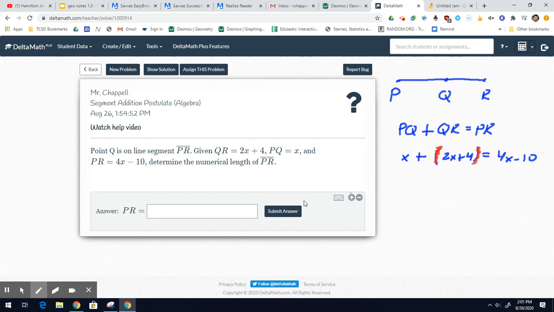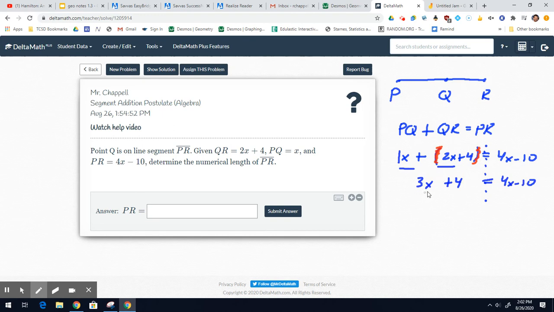You don't need them. Okay, so what I would do first here is combine like terms on each side. So this is the equal sign. And again, if you need to, you could separate. That's the equal sign. So first, start on the left side. Let's combine the x and the positive 2x. There is a 1 in front of that x. So 1x plus 2x is 3x. We'll bring down this plus 4. On the right-hand side of the equal sign, it's 4x minus 10.